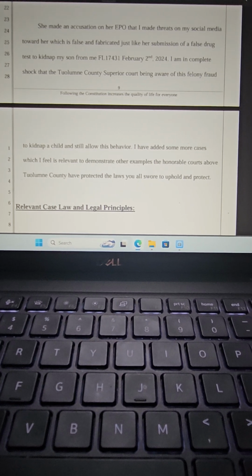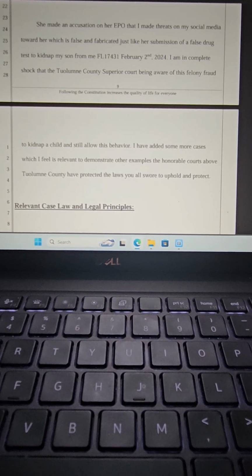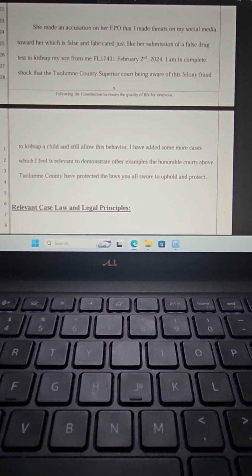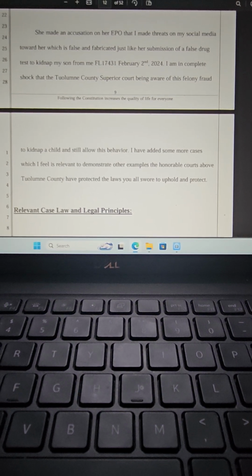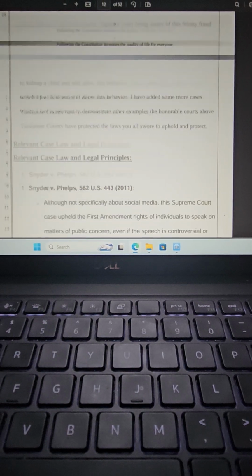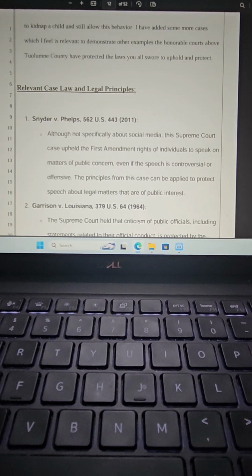I have added some more cases which I feel are relevant to demonstrate other examples where the honorable courts above Tuolumne County have protected the laws you all swore to uphold and protect. Relevant case law and legal principles.